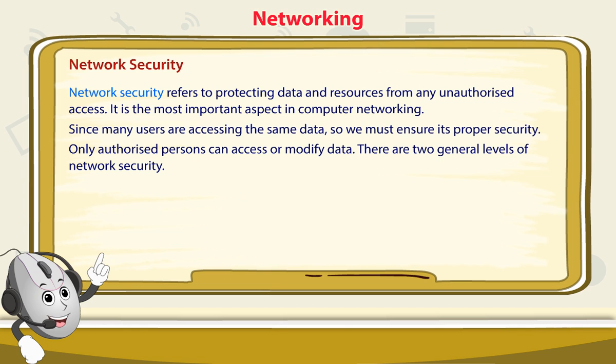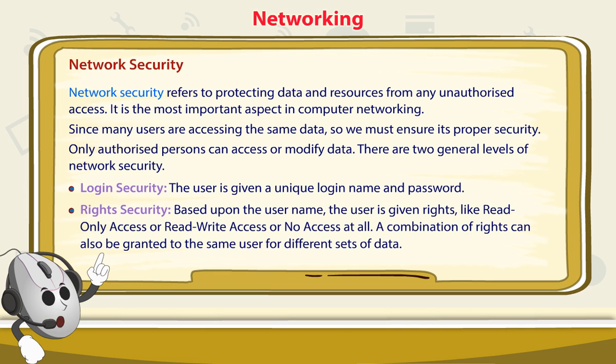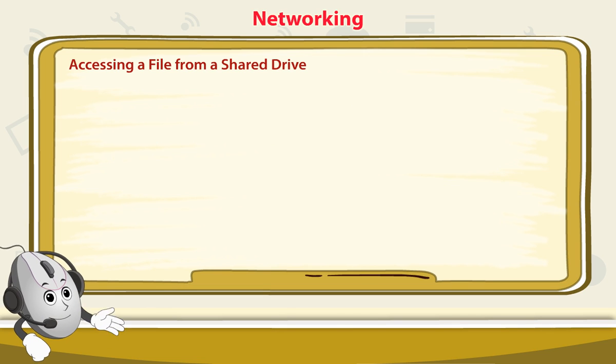There are two general levels of network security. Login security. The user is given a unique login name and password. Rights security. Based upon the username, the user is given rights like read-only access or read-write access or no access at all. A combination of rights can also be granted to the same user for different sets of data.